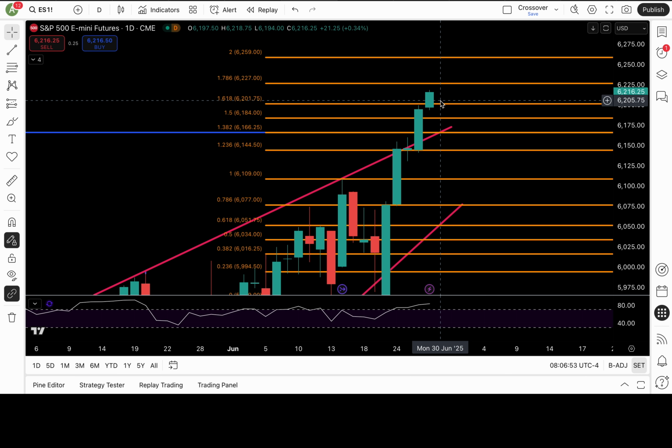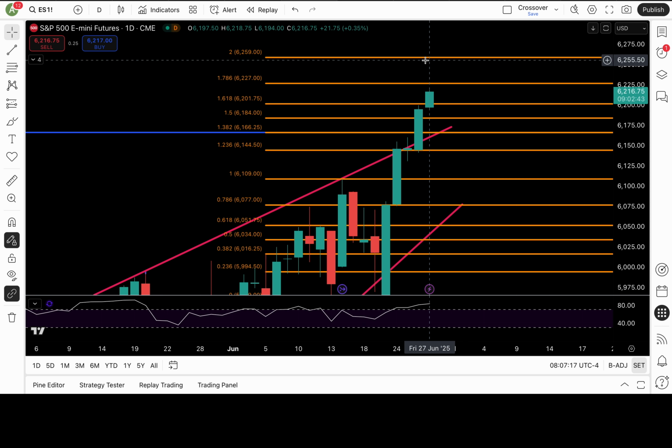The higher the time frame, the more you can take the moves and the setups more seriously. So let's bring this all back. If futures can stay above 6201.75 and 6200 lowest, I do favor more upside. 6227 and 6259 would be my next target.